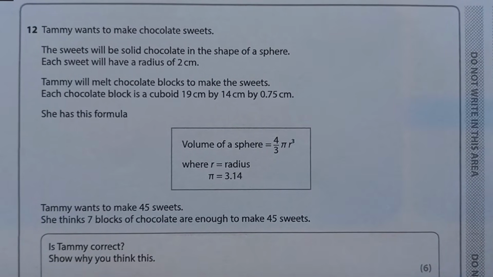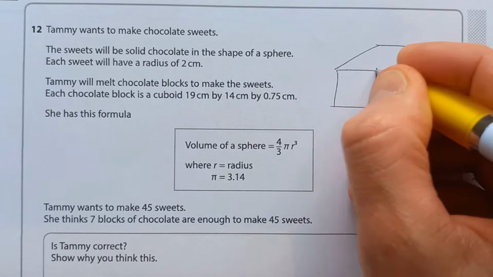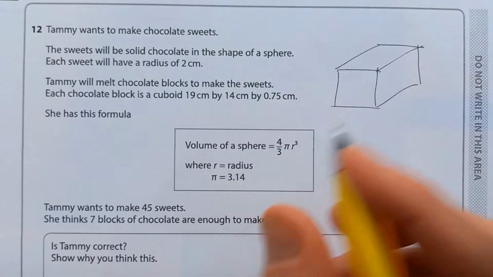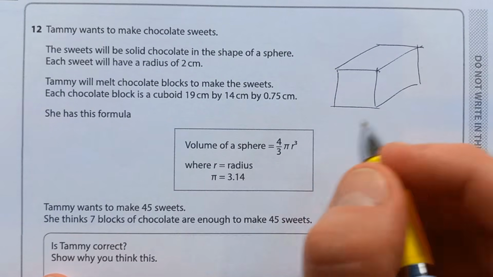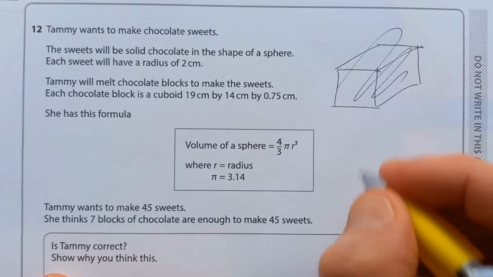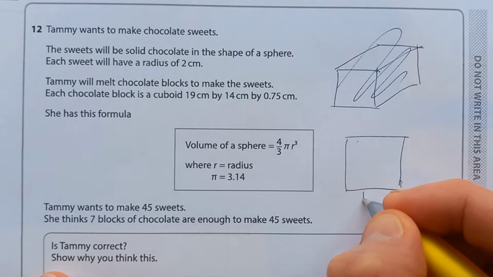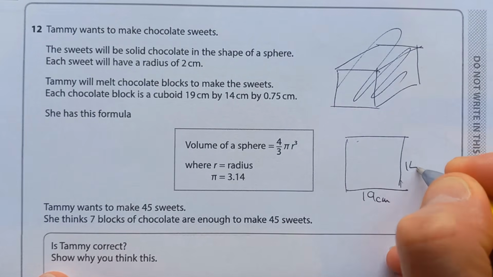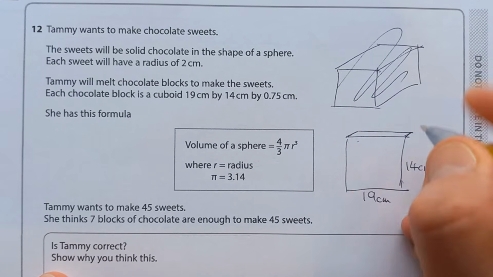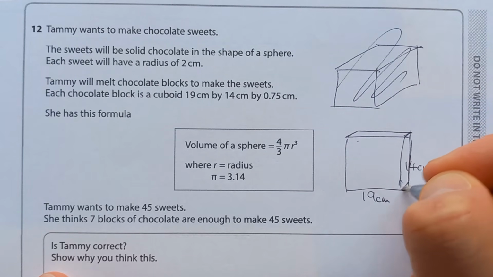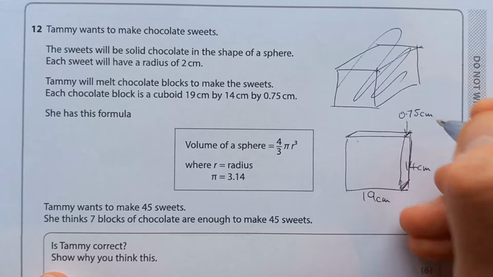Each chocolate block is a cuboid, so let's remind ourselves what a cuboid looks like. That would be it. 19 centimetres by 14 centimetres by 0.75 centimetres. Okay, so it's going to be quite a flat cuboid. All right, let's do a different one. So it's just going to be a sort of flat chocolate like that. And that little bit in there is 0.75 centimetres.